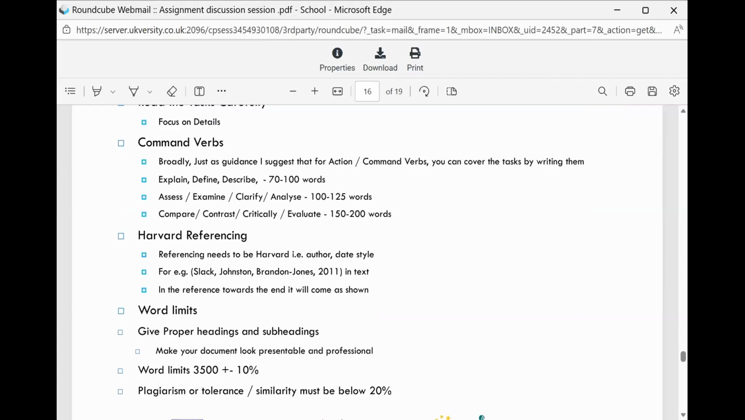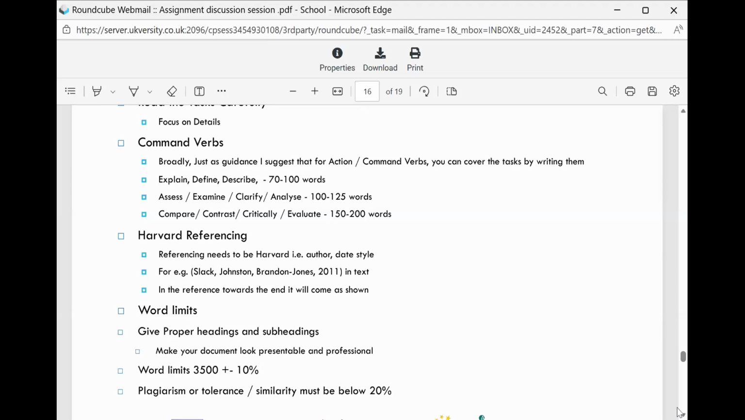The main system you will be using throughout your work at UK Varsity is the Harvard system for referencing, where it looks at the author and the date and the style in text. And then in text would be, for example, Slack, Johnston, Brandon Jones, 2011. In reference, it will be the full thing. Okay. For this assignment, the word limit is 3,500.